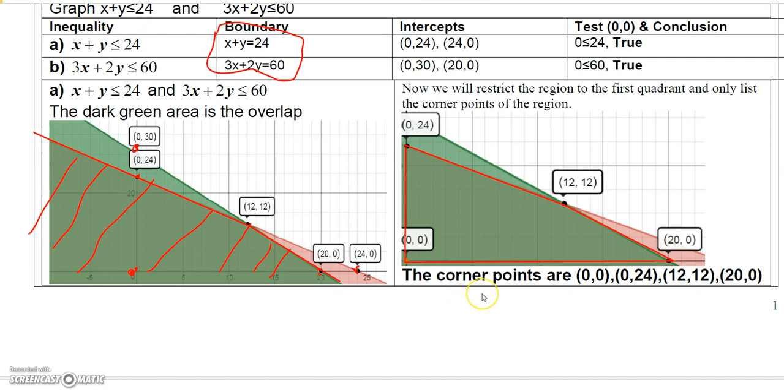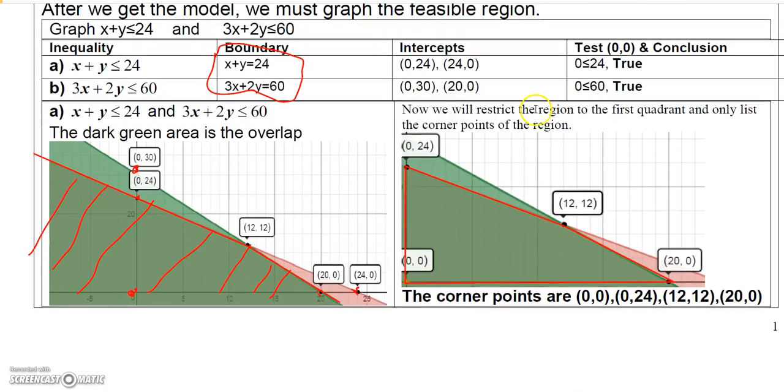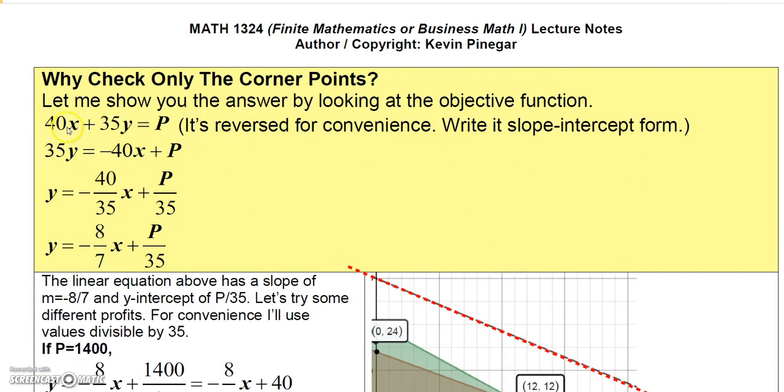Now we know the fundamental theorem of linear programming tells us that all we have to do is plug these corner points into the objective function, and whichever one of those corner points gives us the maximum value for p, that's our solution. But let me just take a few minutes to show you why we only have to check the corner points. The reason is, first of all, this objective function 40x plus 35y equals p, it's actually a linear function. P is just some number, but I don't know what it is.